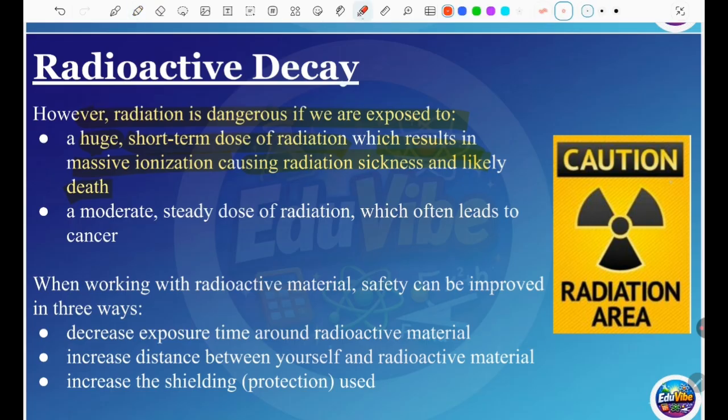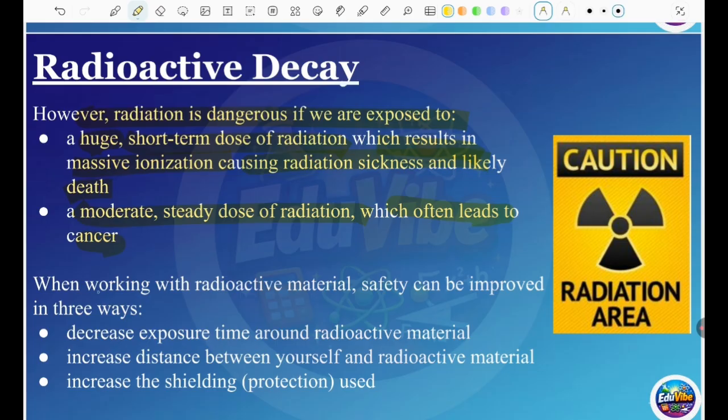If you see this type of sign, radiation area, it means that area has some radioactive material. You have to stay away from those areas because they can release very harmful radiation. A moderate still low dose of radiation can lead to cancer. That's why the main cause of cancer is radioactive decay, radiation from radioactive material.